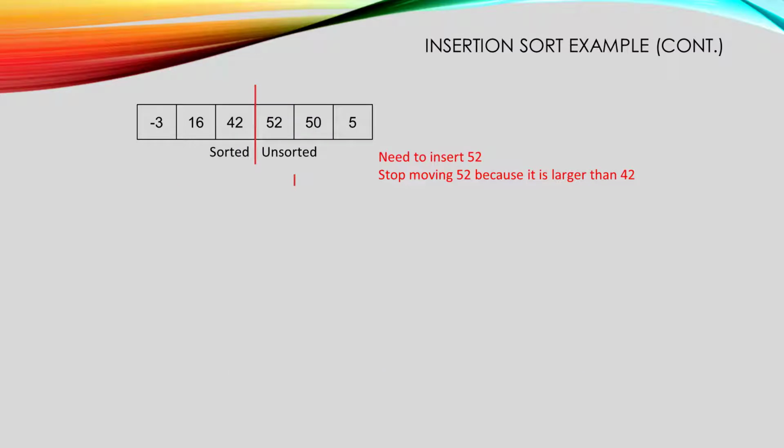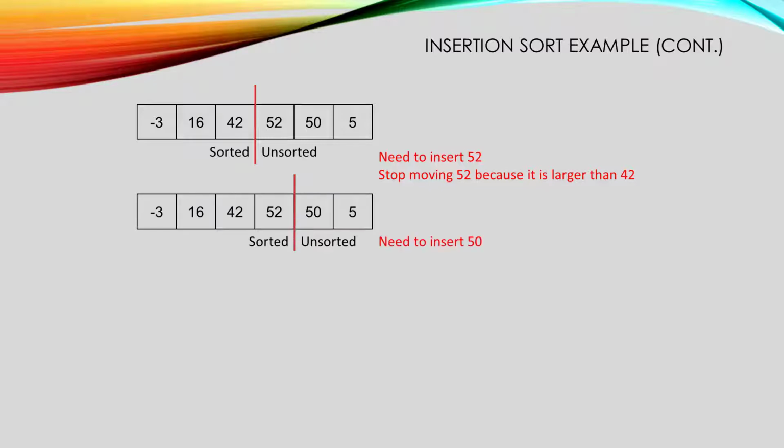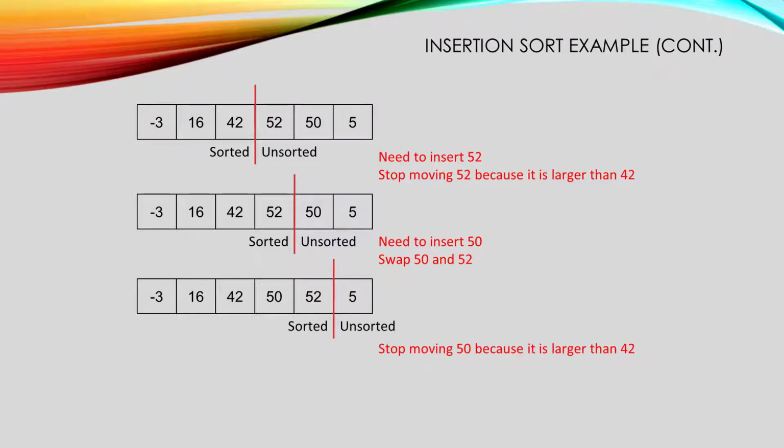Now we need to insert the 52. We compare it with its left-hand neighbor, 42. Since it is greater than 42, we stop inserting, and the unsorted part has grown again. Now we have to insert the 50. Since it is less than 52, we swap them. Then we compare the 50 to the 42. Since they're in the correct order, we stop inserting.